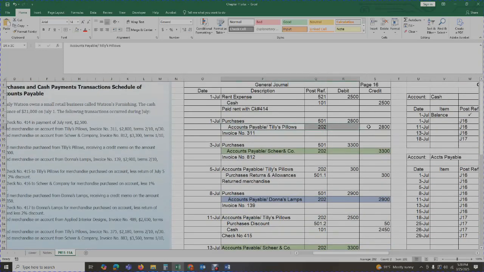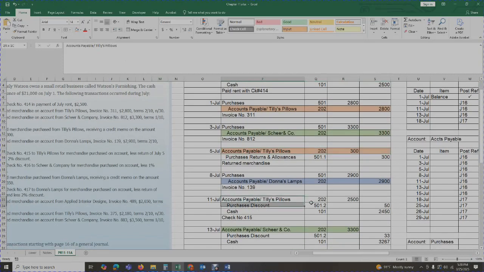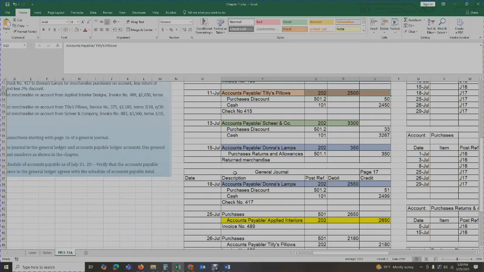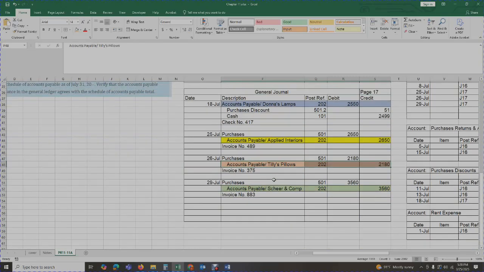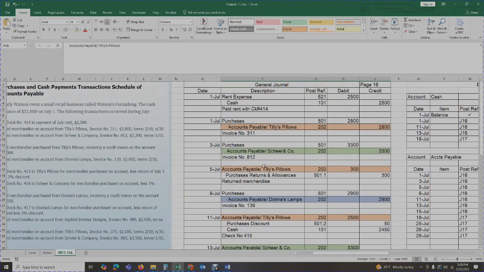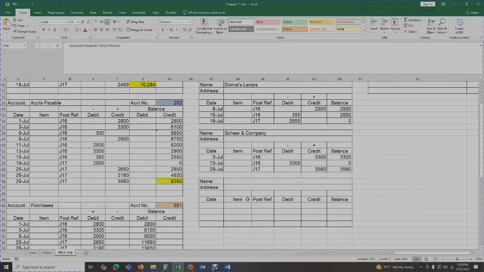Okay, so for Tilly's, I have an entry there. I misspelled payable here. Let me fix that real quick. Okay, so I've got another entry here for Tilly's. I've got 2, I've got 3 down here, and let's see, I've got 4 down here. So I've got 4 entries to my accounts payable for Tilly's. So let's start at the top. You always want to start off in date order. So we're starting off with July the 1st. I've got a credit of $2,800. Okay. So this is for Tilly's Pillows.